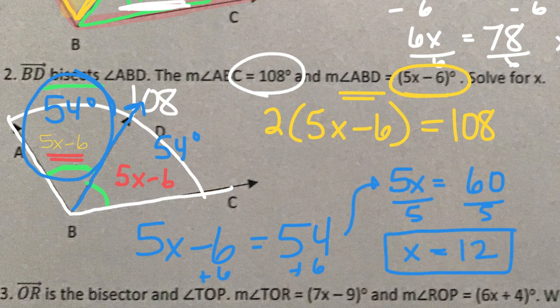And since we're asked to solve for x, I solved the blue equation by adding 6 and dividing both sides by 5. Or you could solve the yellow one. Either way, you should get 12 for x. Okay, so with a bisector, you know it gets cut in half. So you can either set it equal to half or make an entire equation out of it.